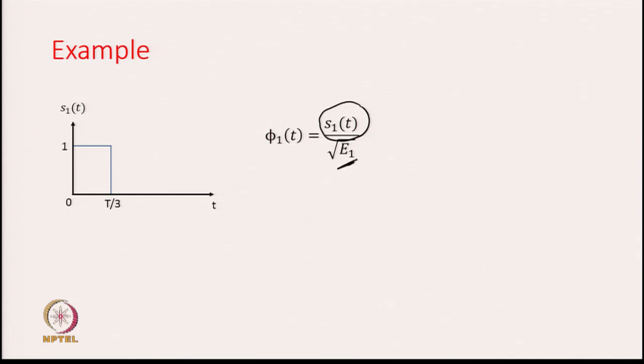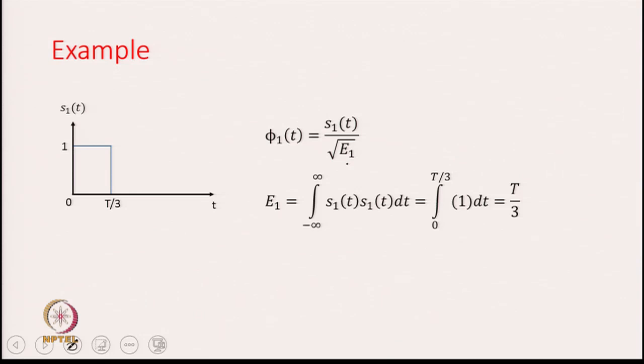So, the first step is: how do we calculate this energy? Energy can be simply obtained by taking the inner product of the signal with itself. And you know that instead of running this integration from minus infinity to plus infinity, you can simply run it from 0 to T by 3, because everywhere else the product would be 0, and in this limit the product would be 1. So, we can easily obtain the energy of S1t as T by 3.